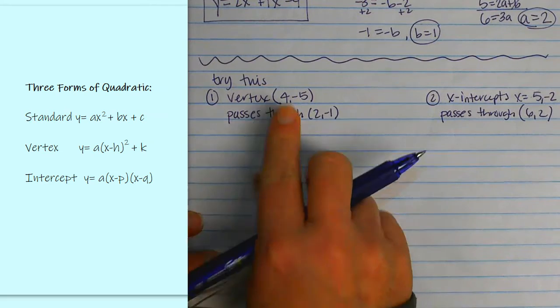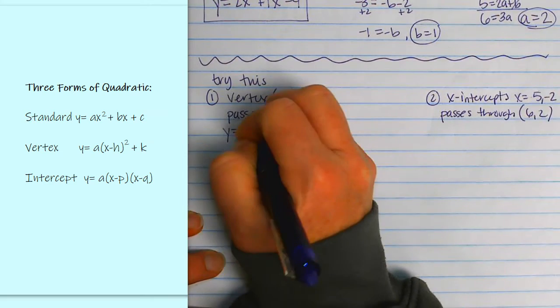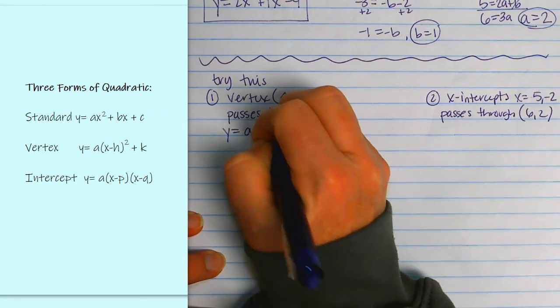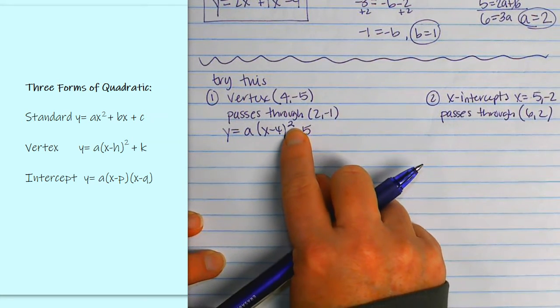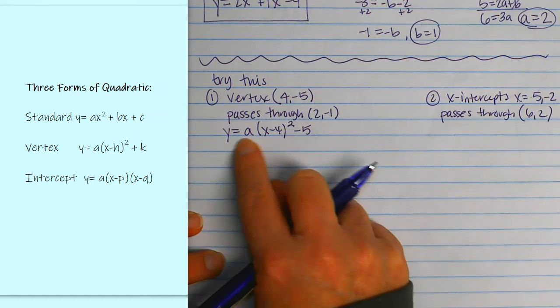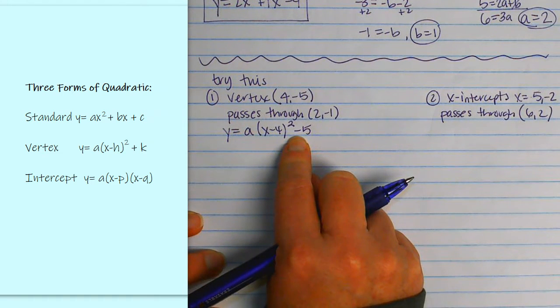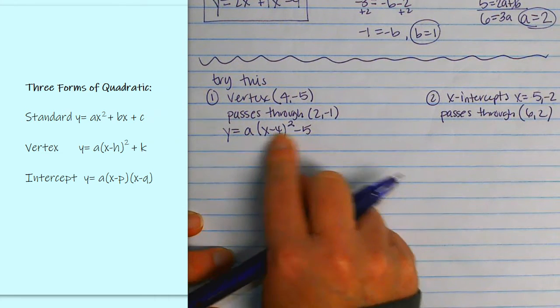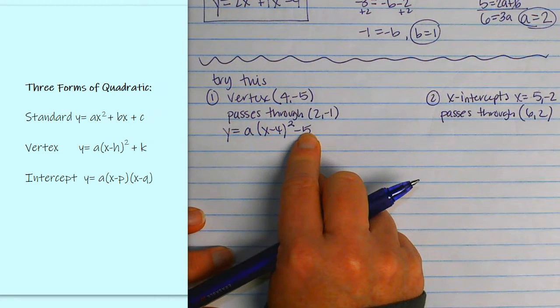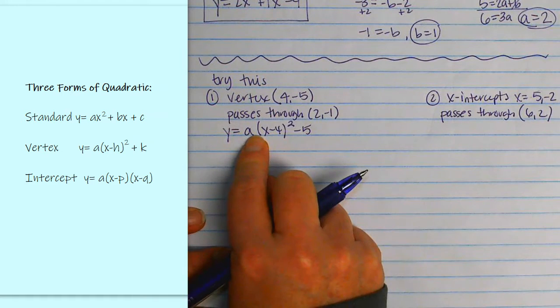This is going to be vertex form, so I already know y equals A times x minus 4 squared minus 5. Please don't forget the squared. Students are so excited that they have the form sometimes they forget it needs to be a quadratic and have the square here. So now that I have the foundation for it ready to go, I just need to know the stretch factor and whether it goes up or down.